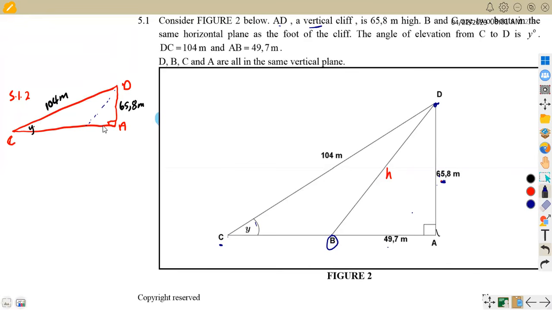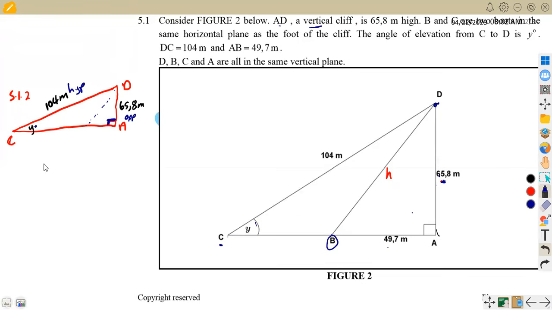Once you are referring to a right angle triangle, you can name these sides according to the angle y. So we can name this side according to this angle. This is the opposite. It faces the angle y. They are opposite to each other. The hypotenuse is always opposite to the 90 degrees. This is our 90 degrees. So this is your hypotenuse.